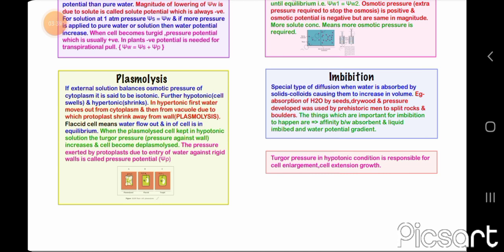hypotonic. In hypertonic, first water moves out from the cytoplasm and then from the vacuole, due to which protoplasts shrink away from the walls. Then a flaccid cell means water flow in and out of the cell is in equilibrium. Then imbibition, a special type of diffusion when water is absorbed by solids or colloids, causing them to increase in volume. The things important for imbibition to happen are affinity between absorbent and liquid imbibed, and water potential gradient.